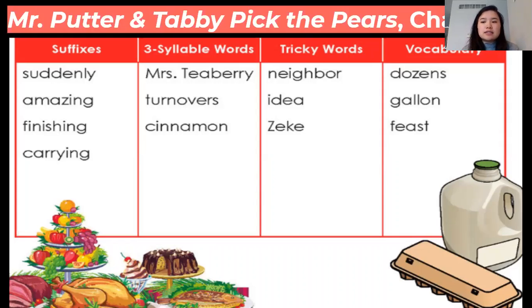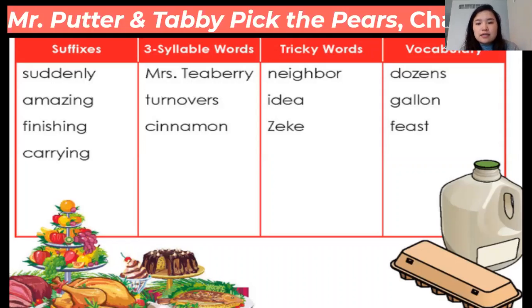Vocabulary, dozens, you say it. Good job. Gallon, you say it. Good job. Feast, you say it. Good job. Look at the picture in the bottom right corner. You will notice that there's an egg carton. It is a rectangular shape, and eggs come in a quantity usually of 12 eggs. And 12, the number 12, is a dozen. So dozen is the quantity of 12.